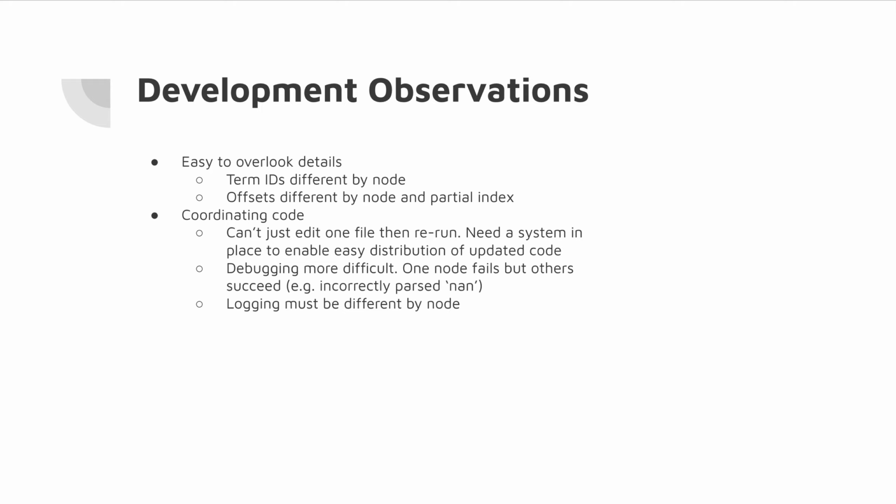Another big one was coordinating the code. On a single machine, you can just edit one file and rerun it, and there's no need to do anything else. But in this case, you need a system in place to easily distribute and update the code.